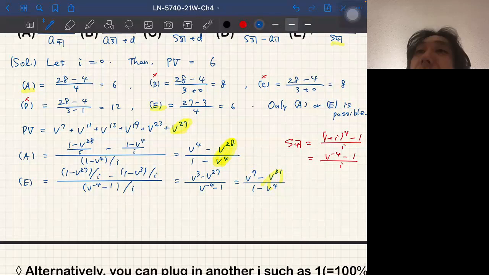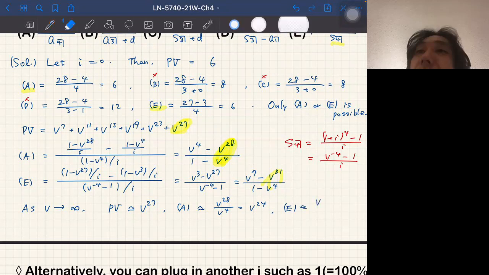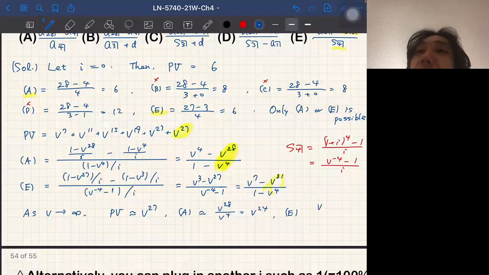So if I write it as a sentence: as v goes to infinity, the PV is approximately v to the power 27, and A is approximately v to the power 28 over 4, that is v to the power 24, and E is approximately v to the power 31 over v to the 4th power, so v to the power 27. So that means E should be the answer.